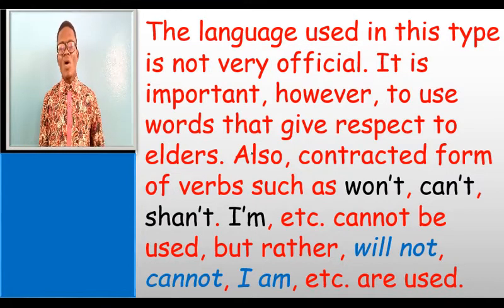So unlike the friendly letter, where we use contracted forms of verbs like won't, can't, shan't, couldn't, shouldn't, and a whole lot more, when it comes to the semi-formal letter, we don't use the contracted form of the verb. So you write the full word, that is, will not, could not, cannot, I am. So we use all these when you are writing semi-formal letters. But when you are writing a friendly letter, we use the contracted form.